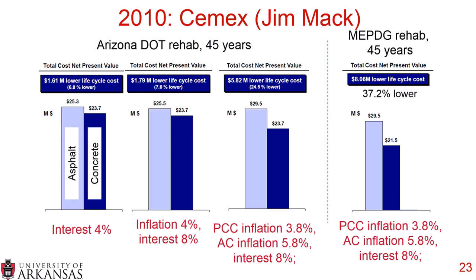Now, I do hate to mention this, but Cemex is a concrete company, so these results shouldn't be a surprise, but it does show how changing the interest rate and the inflation rate can really modify your analysis. Changing the design strategy, Arizona DOT versus MEPDG, changes the analysis. But in this study, PCC costs less than HMA.